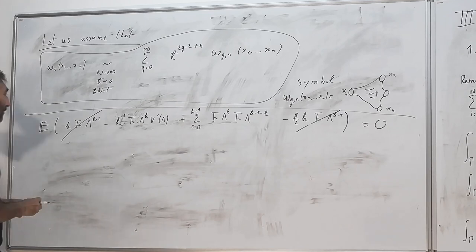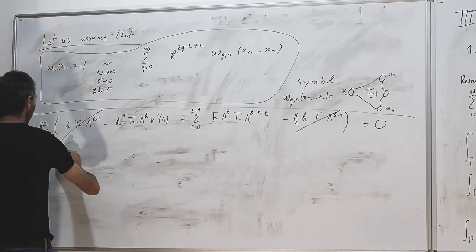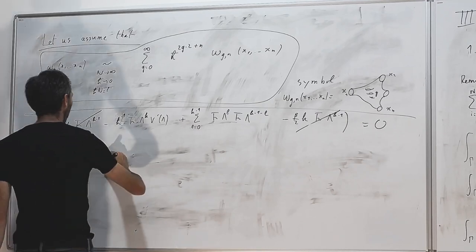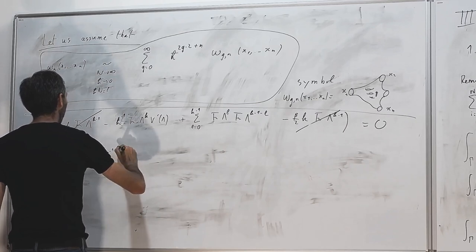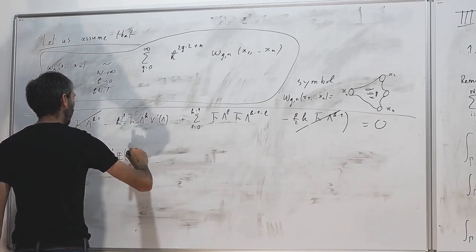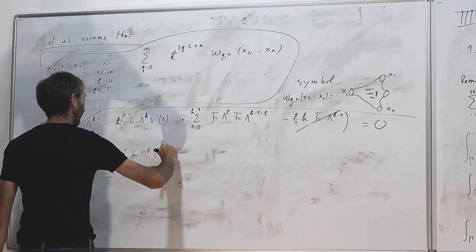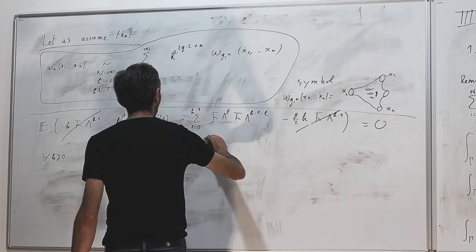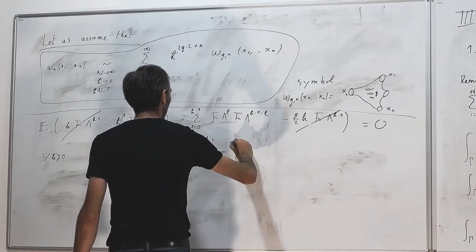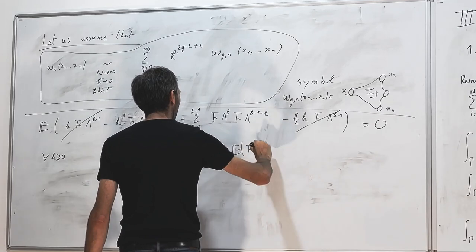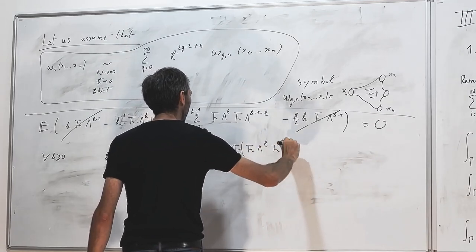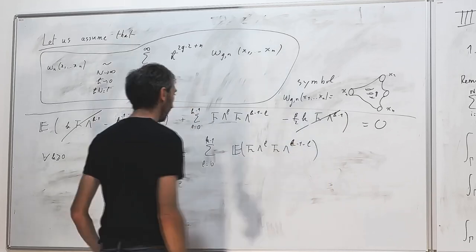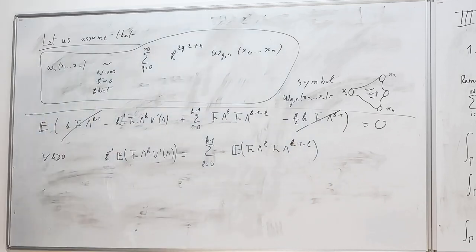So what is the bottom line? The bottom line is that for every k positive, h bar minus 1 expectation value of trace of lambda k v prime of lambda equals sum from L equals 0 to k minus 1 expectation value of trace of lambda to the L trace of lambda to the k minus 1 minus L. So we have a relationship between expectation values.